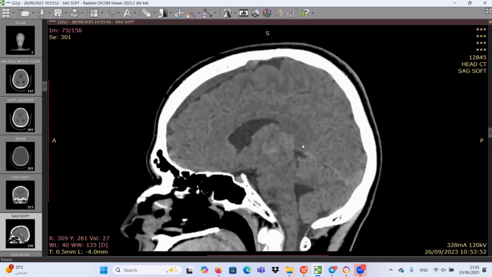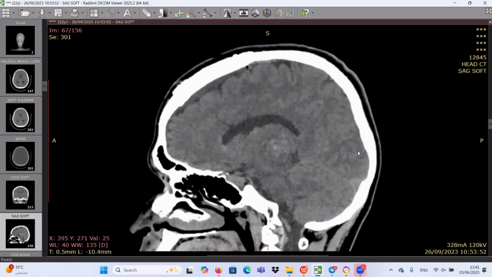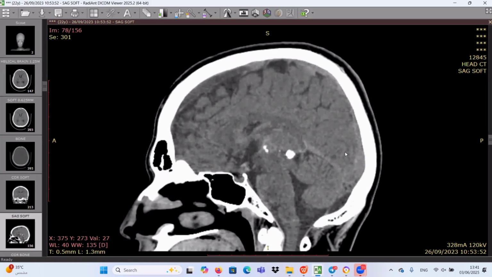We have defects here in the skull, and a subdural collection at this area. Agree. Also we have the mass. I would like to add that the mass lesion is invading the tectum. This is the tectum of the midbrain.